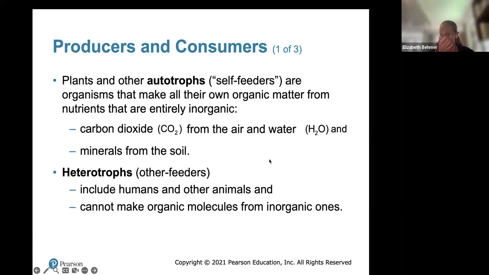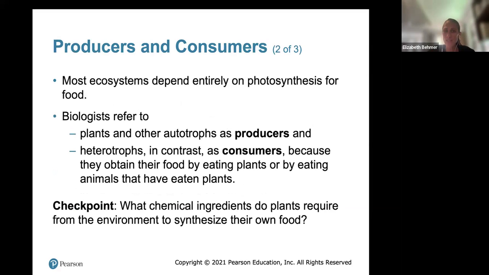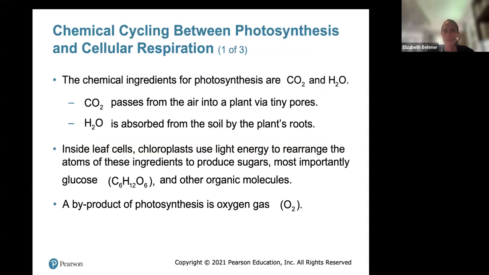Heterotrophs are other feeders. This includes us as humans and other animals. We cannot make our own organic molecules from inorganic ones. Most ecosystems depend entirely on photosynthesis for food, and biologists refer to plants and other autotrophs as producers and heterotrophs, in contrast, as consumers, because they obtain their food by eating the plants or by eating animals that have eaten the plants.